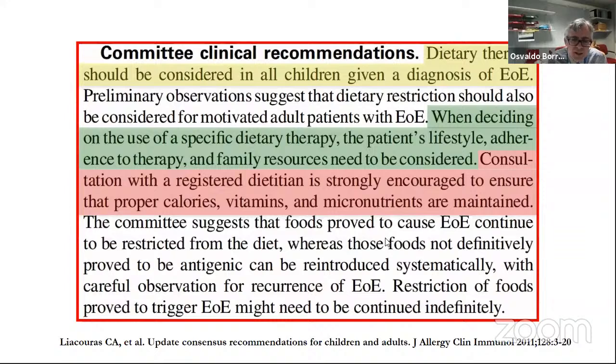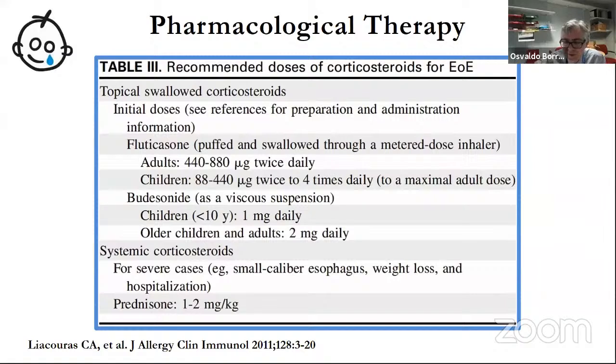So in general, when you decide on a specific dietetic therapy, the family's preferences need to be considered, and a dietitian needs to be involved in order to discuss continuously with the family all the aspects regarding the diet. About the treatment, we have essentially topical steroids, and fluticasone in adults is 800 micrograms twice daily, in children 440 micrograms twice daily, though higher doses can be used.